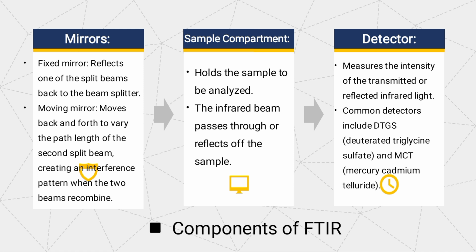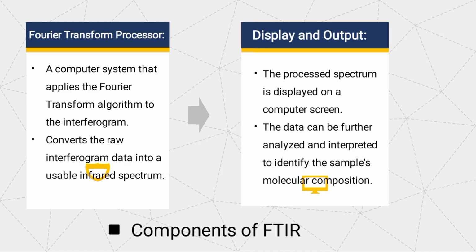Sample compartment. The sample compartment is a compartment which holds the sample that is to be analyzed. The infrared beam passes through or reflects off the sample. Then there are detectors for the detection of the IR spectrum. They measure the intensity of transmitted or reflected IR light. Common types of detectors used in FTIR are DTGS, deuterated triglycine sulfate, and MCT, mercury cadmium telluride.